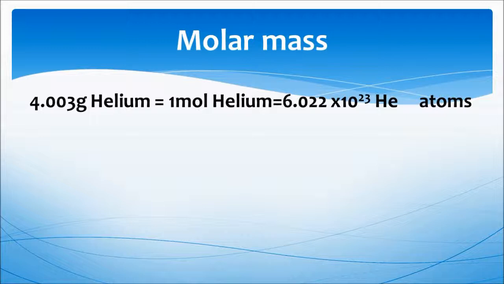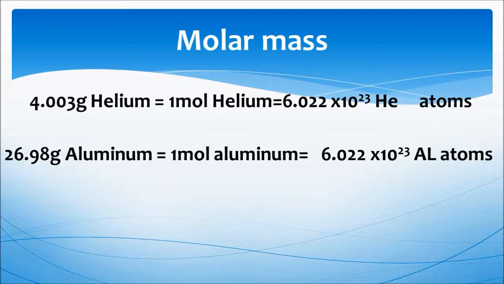Therefore, 4.003 grams of helium is equal to 1 mole of helium, which is equal to 6.022 times 10 to the 23 helium atoms. Similarly, 26.98 grams of aluminum equals 1 mole of aluminum, which again is equal to 6.022 times 10 to the 23 aluminum atoms.